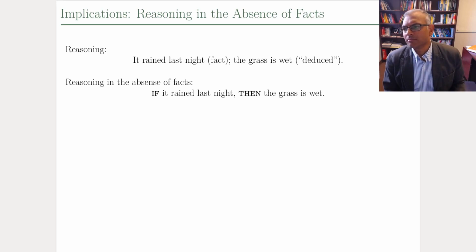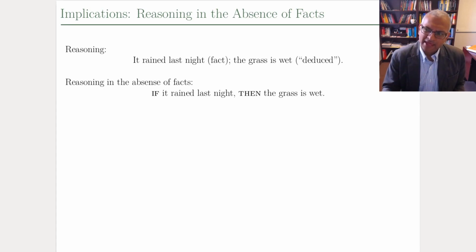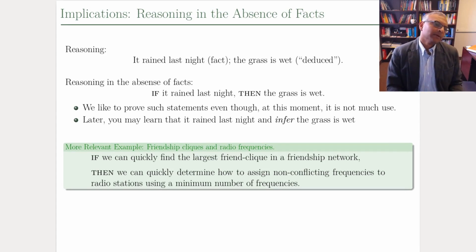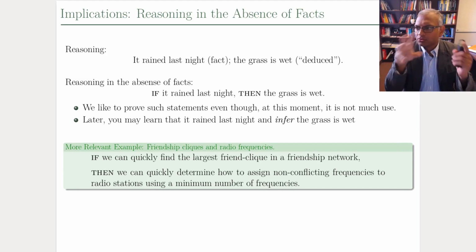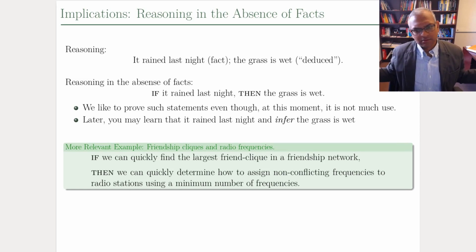And now let me show you some more concrete applications of implication in the context of computer science and math in general. So here's a claim. Okay, it's an implication. So what it does is it links two things together. And we're not at a stage where we can prove such a claim, but supposing we did. So if we can quickly find the largest friend clique in a friendship network. So we talked about friendship cliques, groups of people who all mutually know each other. So you have a social network like Facebook with 3 billion people. Okay, what's the largest friendship clique? So what's the largest group of people who all mutually know each other?